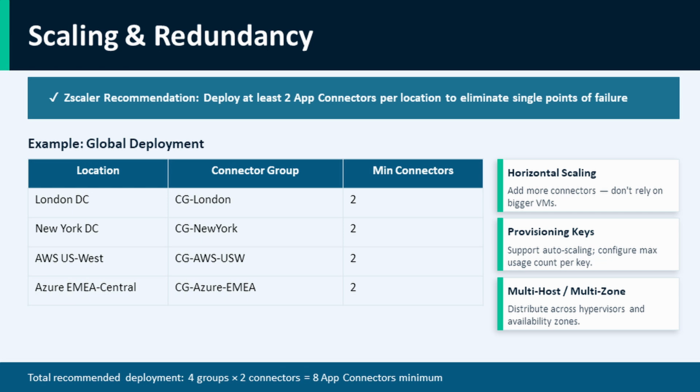There are 3 key principles for scaling effectively. Horizontal scaling: add more connectors rather than making existing ones bigger. Provisioning keys: use them to automate deployment and control how many connectors can register to each group. Multi-host and multi-zone distribution: spread your connectors across different hypervisors and availability zones so that a single infrastructure failure doesn't take out your entire group.